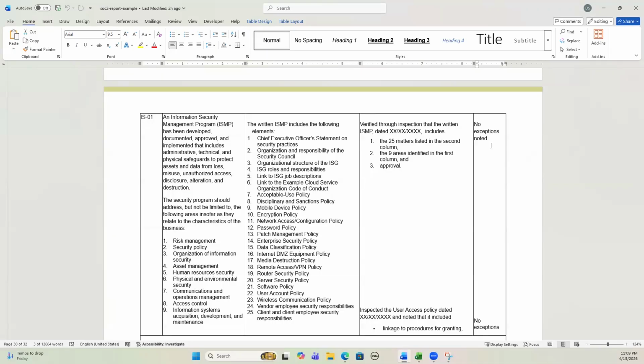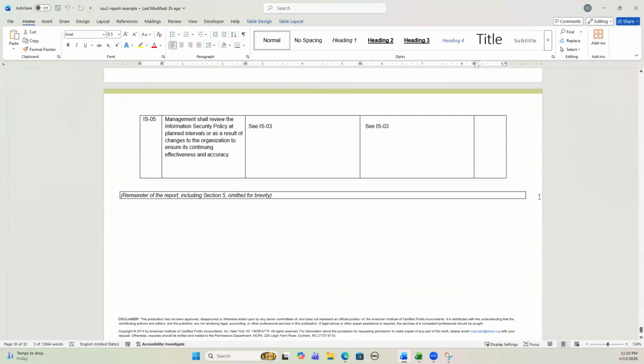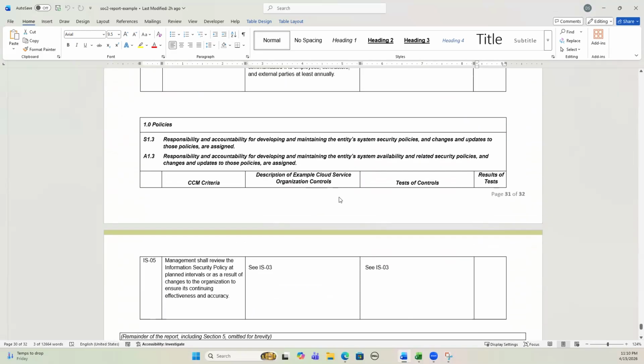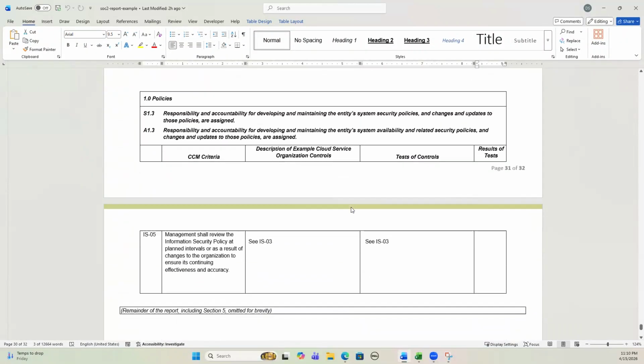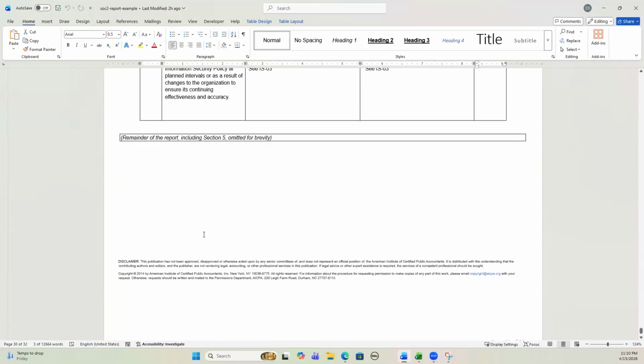Question 2, how did management respond? The management response is normally written by the vendor and not the auditor. So a good response identifies the root cause, describes the specific corrective action taken, and confirms retesting. It is usually included at the end of the report, right after the description of these test results. It's normally the last page.